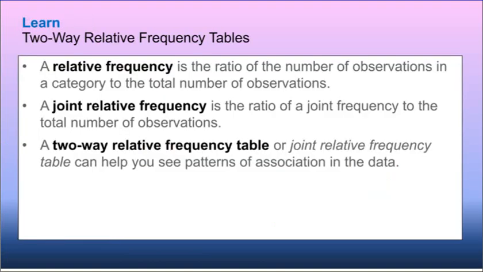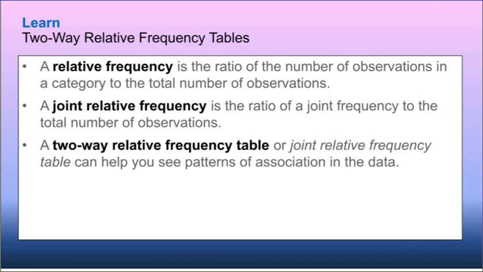Second part of our lesson is two-way relative frequency tables, or some more with the data. So some vocabulary words. A relative frequency is just the ratio of the number of observations in a category to the total number of observations. So what we're going to do here is actually put the data as a percentage into our two-way frequency table. And to do that, we're going to find the relative frequency and the joint relative frequency. The joint relative frequency is just the ratio of the joint frequency to the total number of observations.